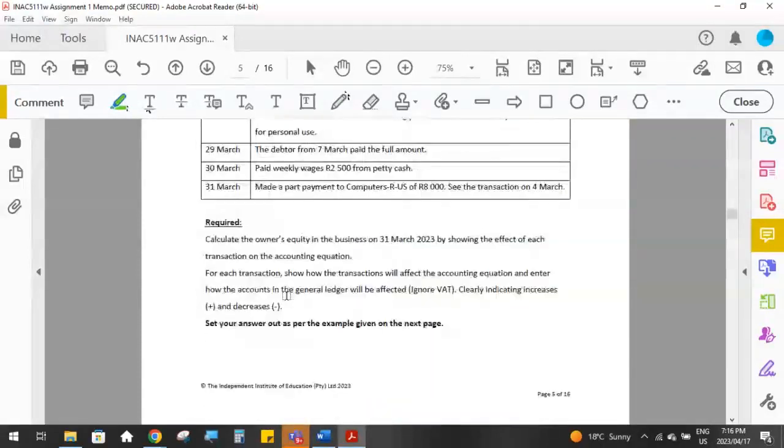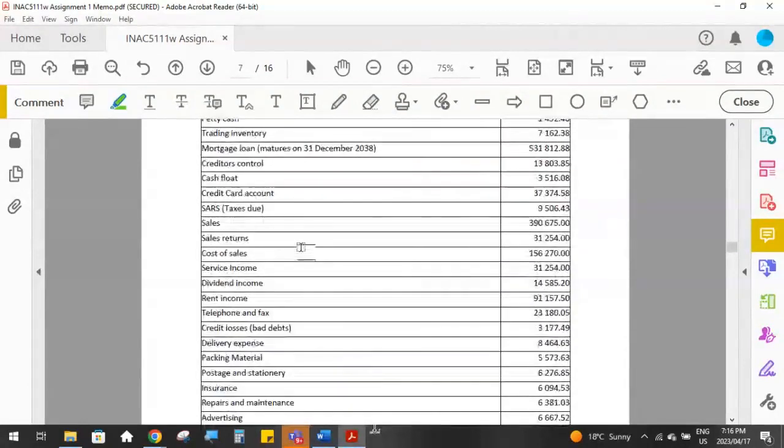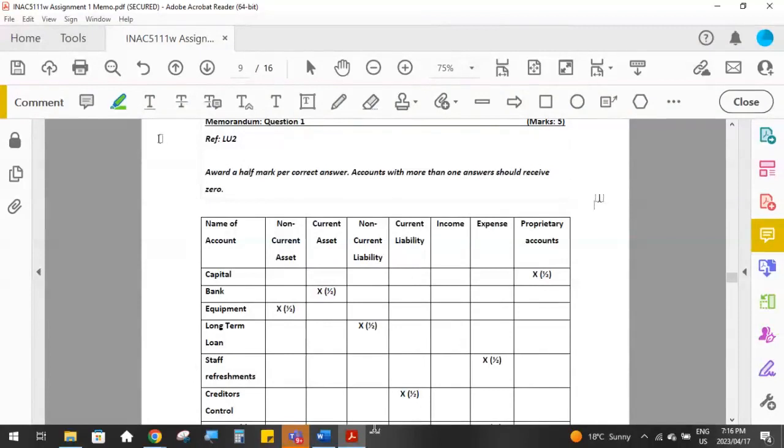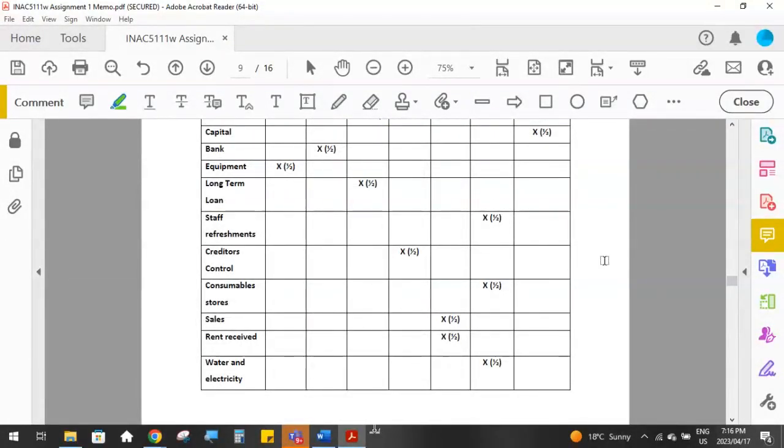This was the transactions that we had to put under the accounting equation. So this one I'm going to show you on the solution because that's obviously easier. Okay, this is just the memorandum. So this is what the memorandum looks like. There was a half mark for each correct answer. If you ticked 2 blocks, you get 0 because you can't make 2 guesses and then hope one of them is correct. So there's where all of your little crosses should have been. So there were 10 answers, half a mark each.